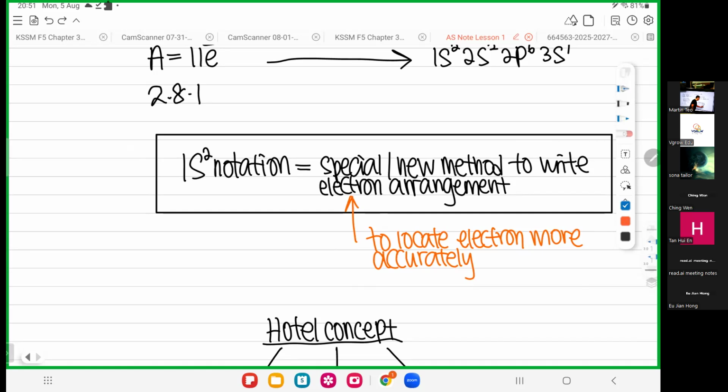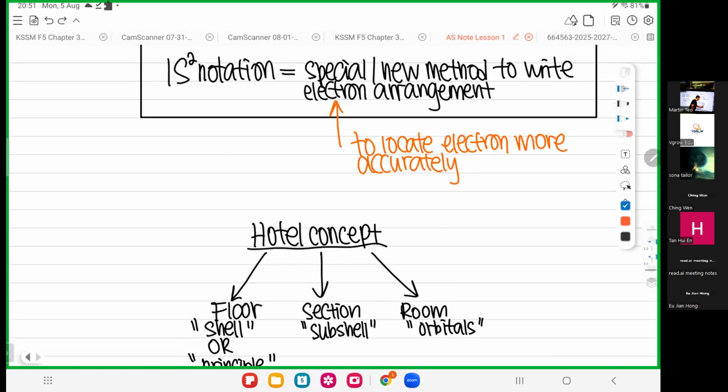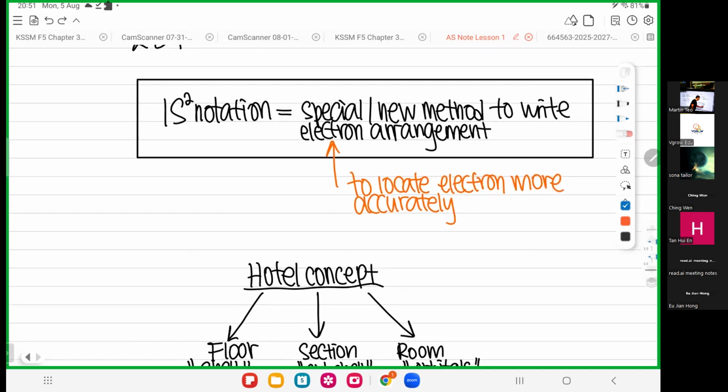So with the hotel concept, we split it into three parts: the floor, the section, and the room. Imagine today you call me, Mr. Martin, where are you? Then I tell you, okay, I am now on the second floor of this hotel, in the north wing, and my room number is 208. Isn't it easier to find me? Now you clearly know which floor I am on, which particular section, and which room.